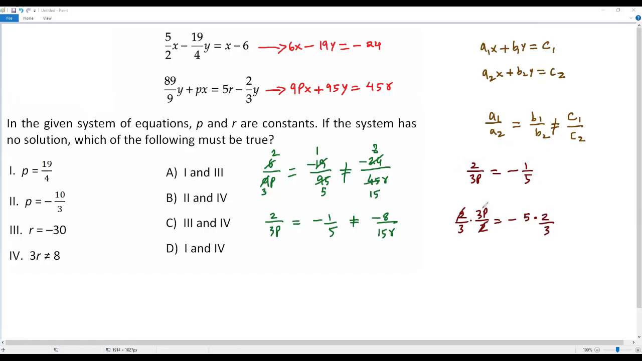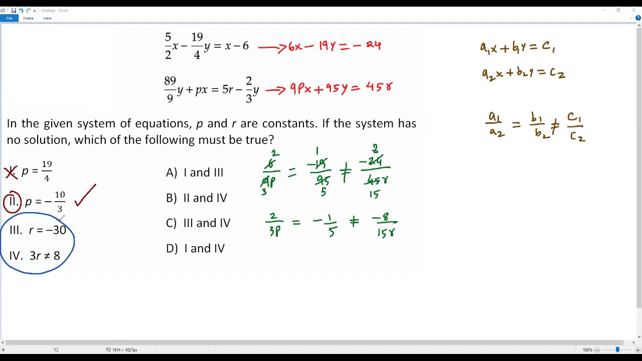So here 2 will cancel out, 3 will cancel out. I'm getting p on the left side. On the right side we have negative 5 times 2 is 10, that is negative 10 over 3. Okay, here I got the value of p, that is negative 10 over 3. In the first statement we have p equals 19 over 4, but here we got p equals negative 10 over 3. So the first statement is not true. When I consider the second statement, we have p equals negative 10 over 3. That's exactly what we got over here for p. So the second statement is true.